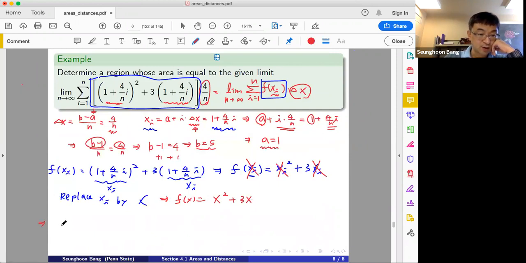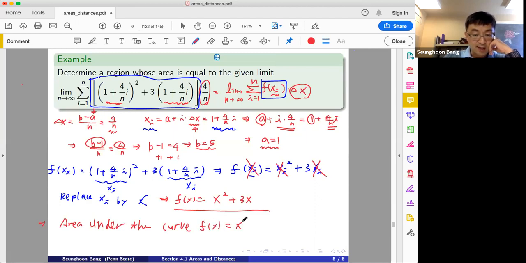So what's the final answer? What's the area? The area under the curve f of x equals x squared plus 3x from a equals 1 to b equals 5. So that's it. This is the whole idea for solving this problem.